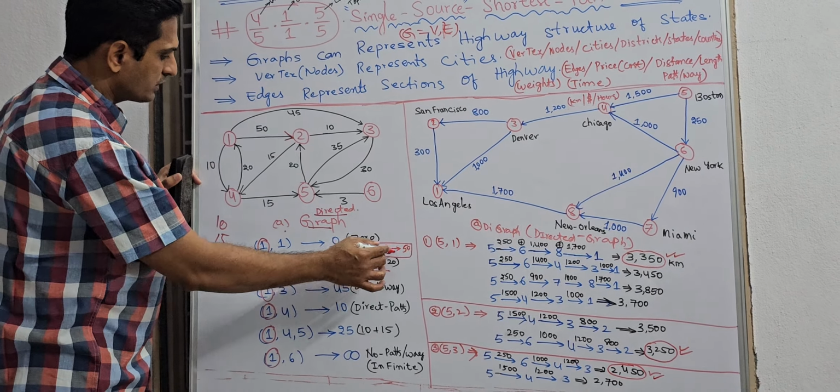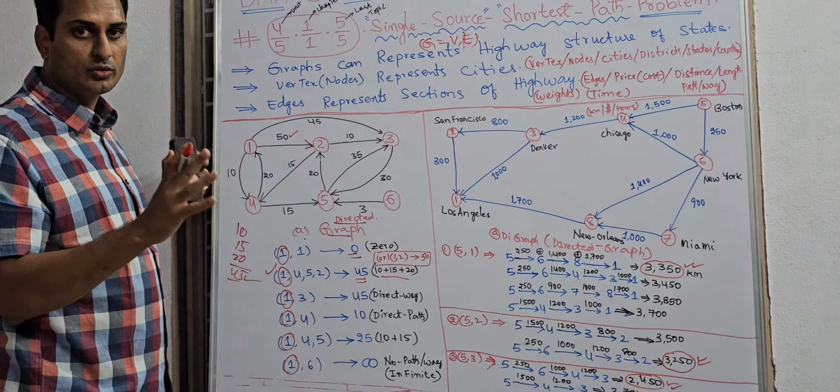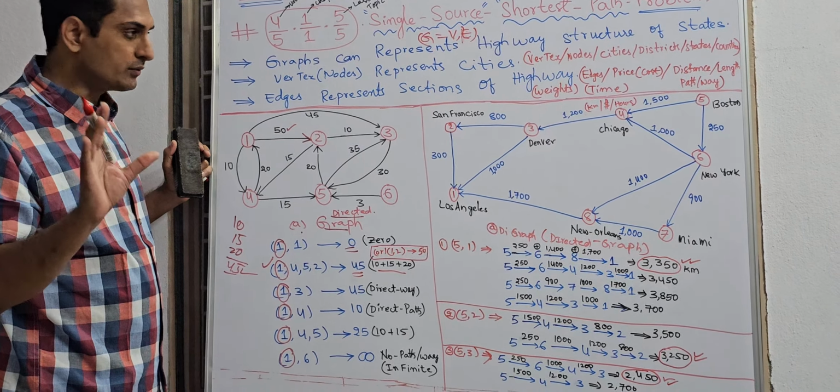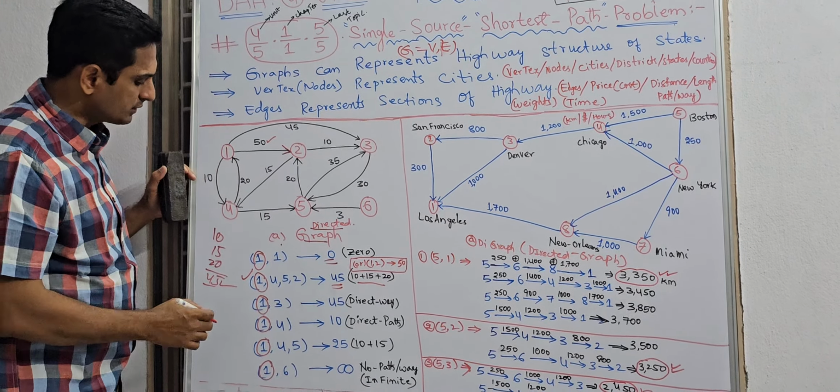We have one more distance, the direct distance, that is 50 kilometers, but that is a long distance. So we should not choose that one. We need to choose the shortest path. That we need to put in the Google search engine.